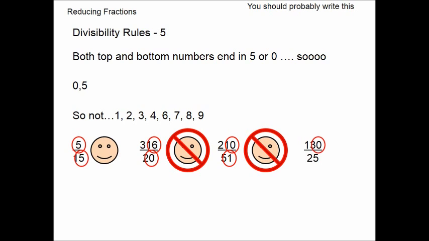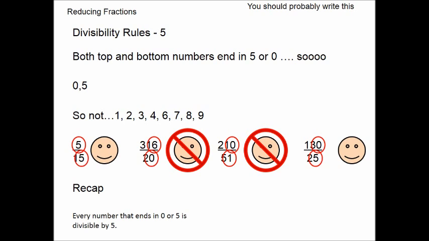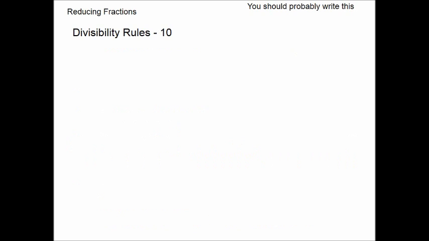130 over 25, 0 is 0 or 5, so that one's good. 5 is not good, so we cross that one out. No, we don't cross that one. We keep that one good because 0 and 5 both end in 0 or 5. We are good to go. So to recap, again, every number that ends in 0 or 5 is divisible by 5. So, for example, 95 ends in 5, so it is divisible by 5.